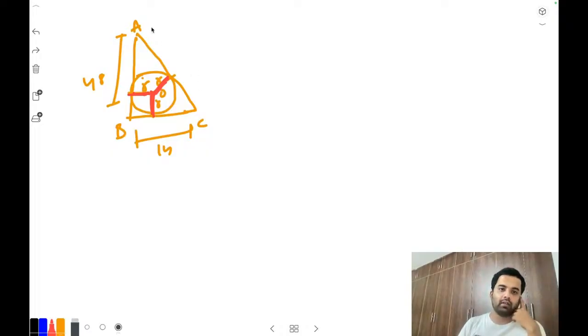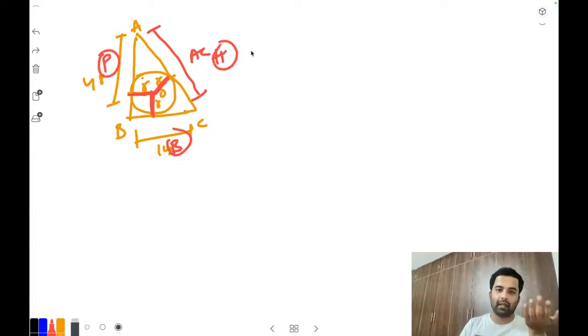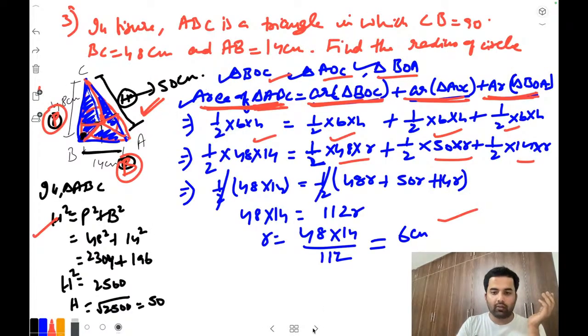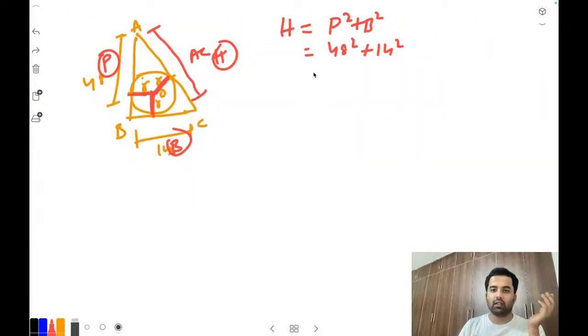So first, we applied the Pythagoras theorem to get the AC value. This is our perpendicular, this is our base, this is our height. So we applied Pythagoras theorem: p square plus b square, and we kept the values. Let me check the back one. After addition of this, we got 50 as the answer, which means this value becomes 50.